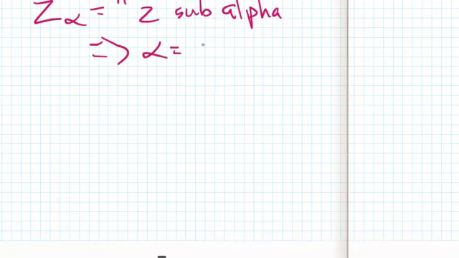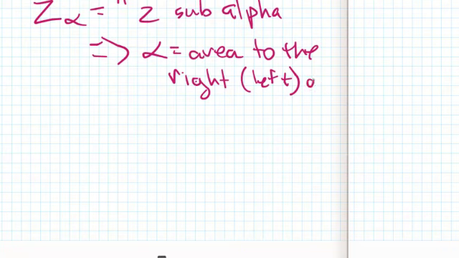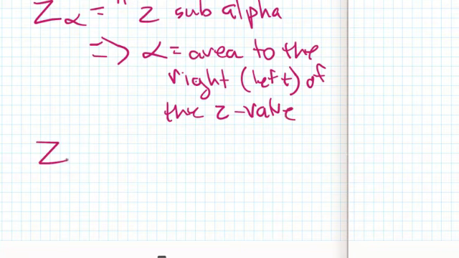Alpha is just equal to the area to the right, and I'm going to do a little parenthetic thing here because I'll show you why, or left of the z value. And I'll show you what I mean. All right, watch this. If I do z sub 0.05, now what that implies is this.